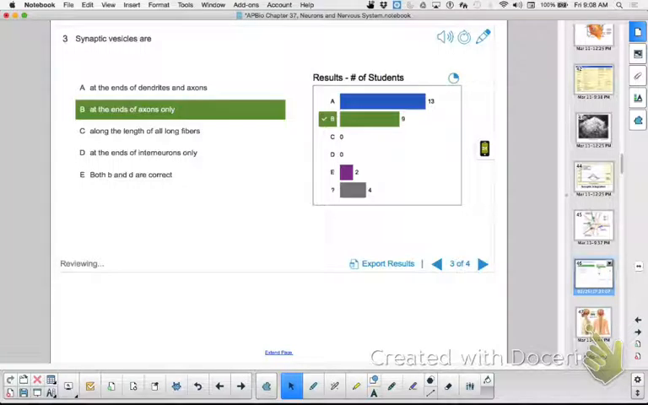Good job. Okay, synaptic vesicles are at the ends of axons only. At the ends of dendrites and axons, what do dendrites do? Receive. You're not going to have any synaptic vesicles there. You are receiving a neurotransmitter. Only at the ends of axons. Check with your BioBuddy and see if they know now, because there's only 9 of you who knew it then.